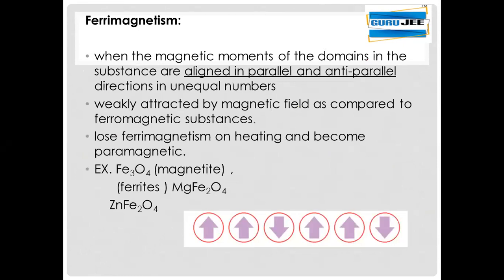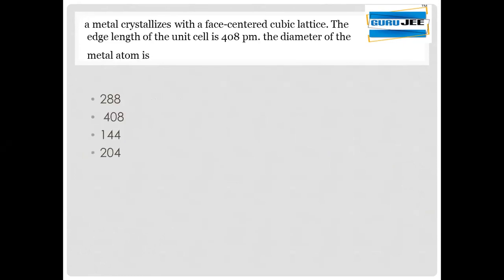Shall we do some problems from this chapter? Okay, let's read the question. A metal crystallizes with a face-centered cubic lattice. The edge length of the unit cell is 408 picometer. What is the diameter of the metal atom?